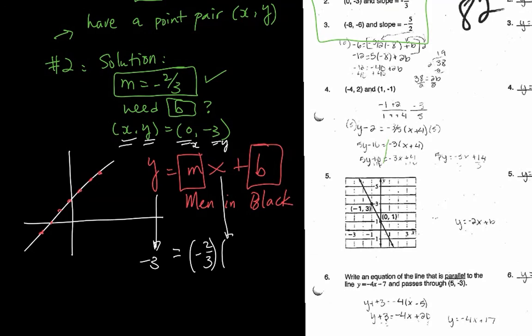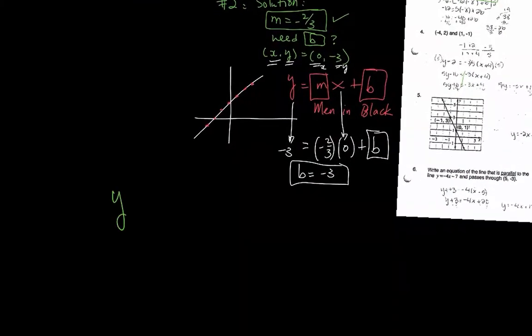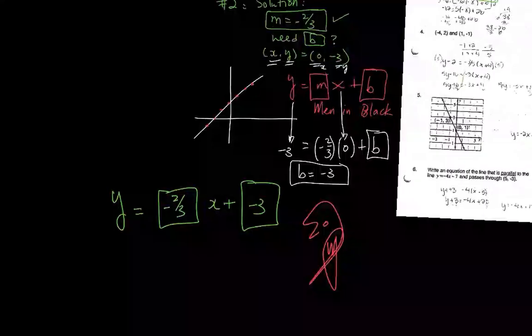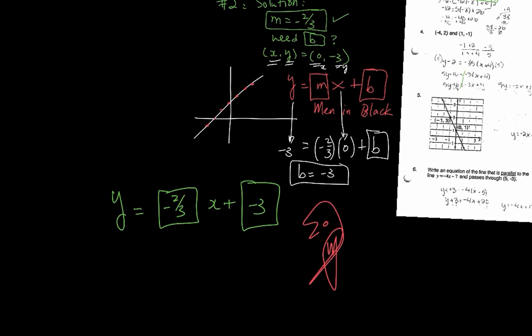When x equals 0, y is -3. Well, it satisfies that equation, the signature, the DNA, and from there, it's easily solved: b equals -3. So our equation for number 2 is pretty simple. Just y equals -2/3 x plus -3. Hopefully, this solves the dilemma of memorizing lines for you.